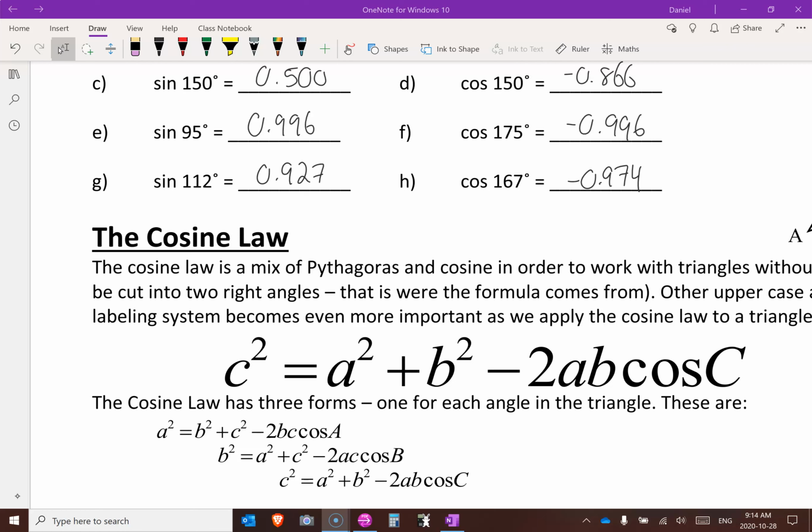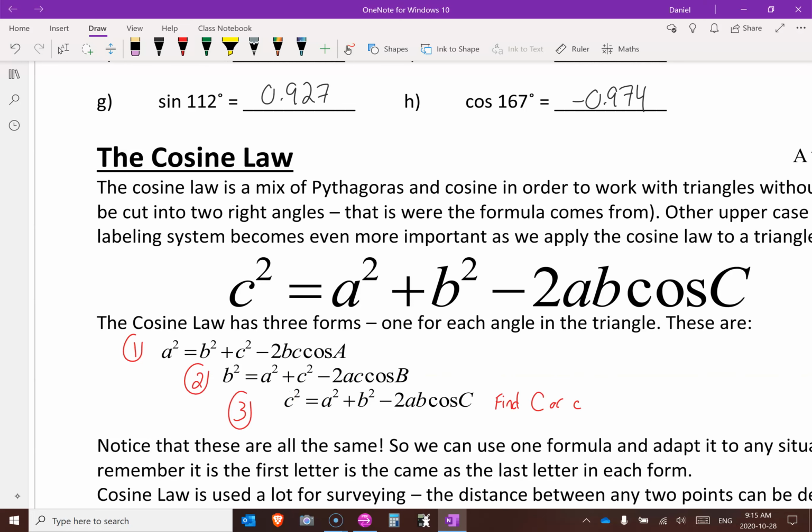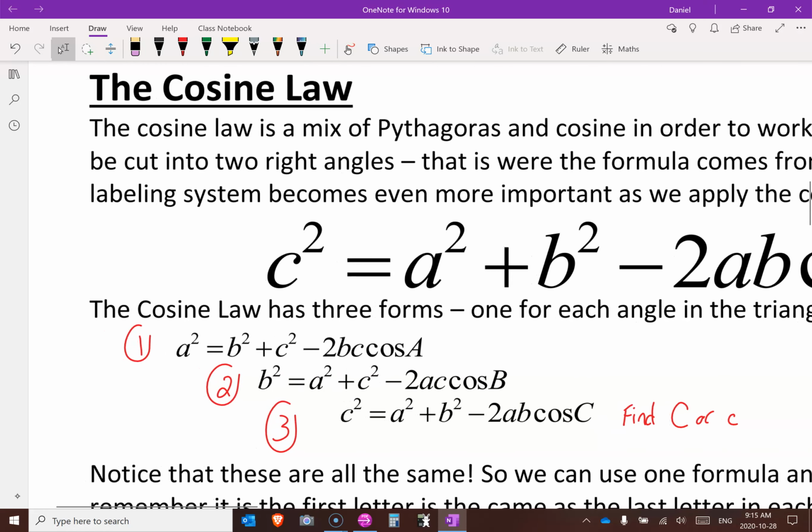What's really important is how you label this. If you want to find C, there are three different options here. If you want to find C, whether it's an angle or a side, you're going to choose this one. How do I know? Because it starts with a C. If you want to find B, then you're going to use this one.